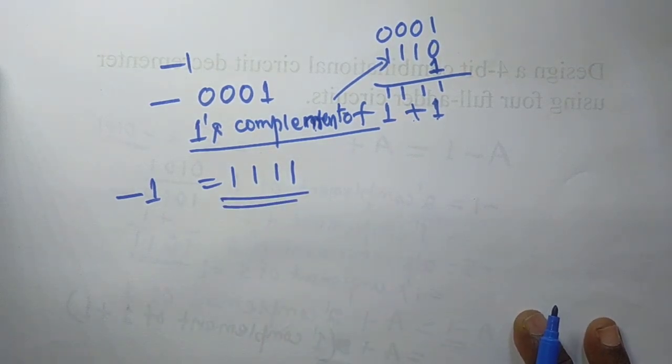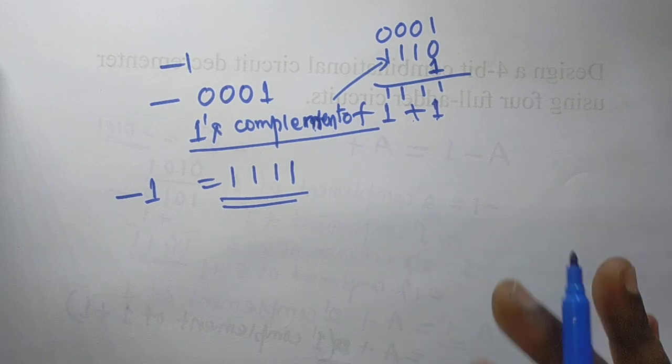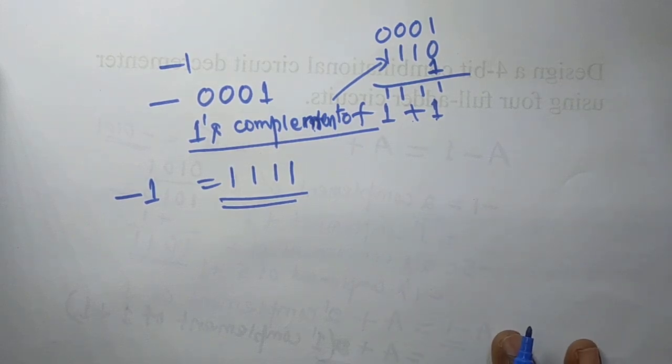Similarly, for minus 2, minus 4, minus 5, any negative number, we convert that number to binary form, then apply the two's complement, which is the one's complement of that number plus 1. Whenever we find a one's complement or two's complement, we first convert to binary form. I have already discussed this on the last page. This is the basic concept.